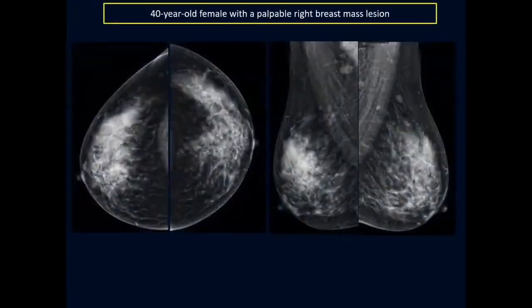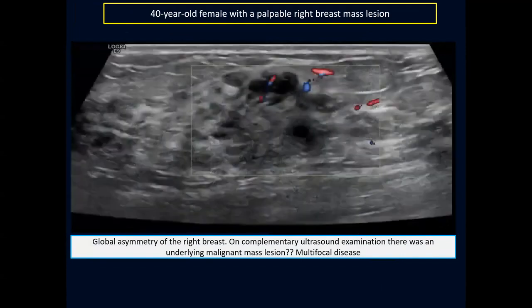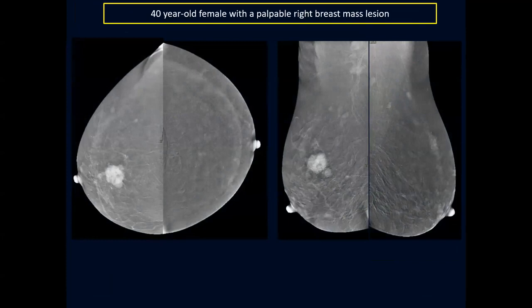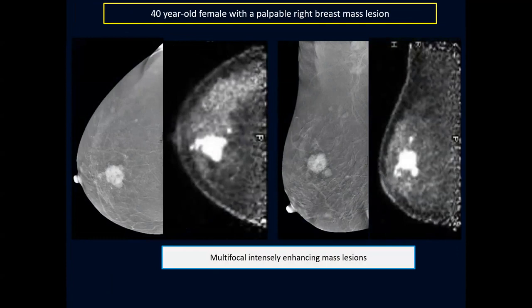This is a 40-year-old female with a palpable right breast mass lesion. She had a global asymmetry of the right breast, and on complementary ultrasound examination, there was an underlying malignant lesion, and we suspected that it was a multifocal lesion. This was the contrast mammogram, which revealed 2 adjacent mass lesions within the right breast. And this was the PEM, which added even more lesions to the contrast mammogram with a much wider extension than the contrast mammography.